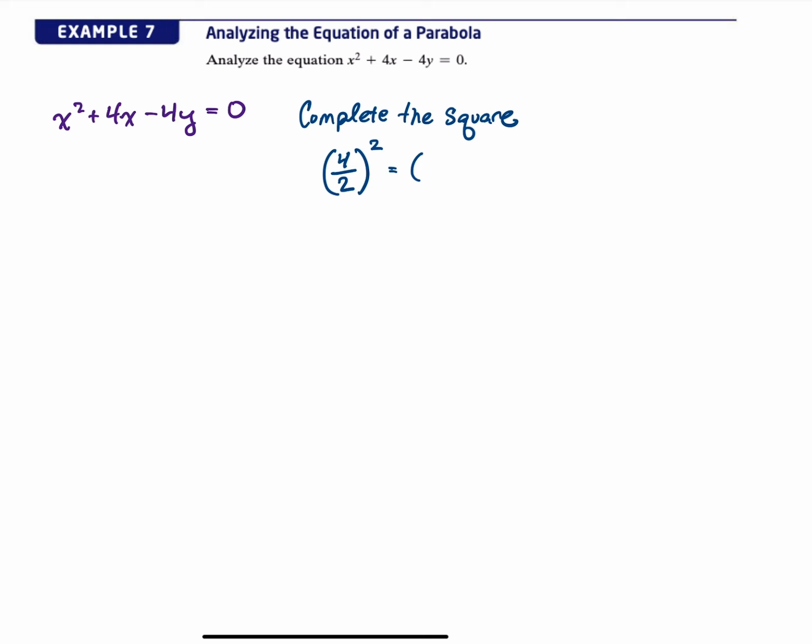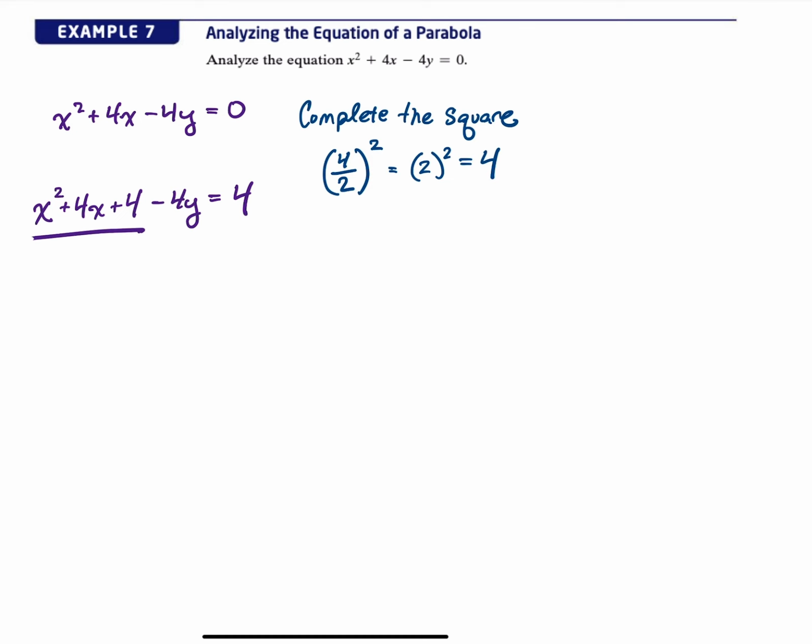So 4 divided by 2 is 2. 2 squared is positive 4. So I'm going to take positive 4 and add it to both sides of the equation. I'll add it next to the 4x plus 4. We'll have the minus 4y. And I need to add it to the right side of the equation just to keep things balanced.